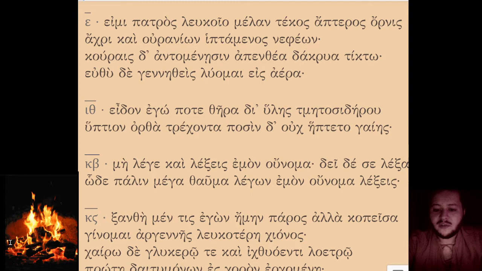So let's go back over all of it one more time. Eimi patros leukou melan tekos, apteros ornis, achri ke ouranion itamenos nepheon. I am the black child of a white father and a wingless bird flying even to the heavenly clouds. Now the second couplet. Kures d'andomenesin apenthea dakrua tikto, euthu de genetheis lyomai eis aera. I beget griefless tears upon meeting the pupils. And straight away, having been begotten, I am released into the air.